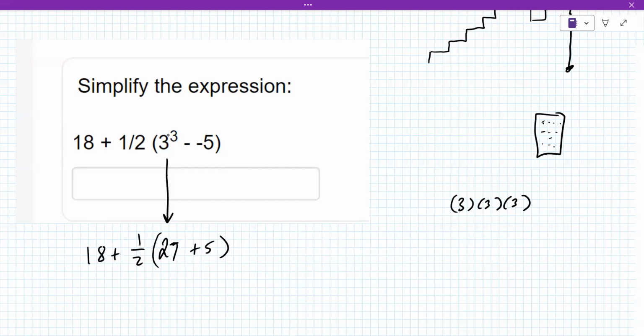Okay, keep going. And then don't you distribute the 1/2 to the 27 plus 5? Well, I would add them up first because they add up nicely, and then taking half of an even number is better than taking half of two odd numbers. Okay.